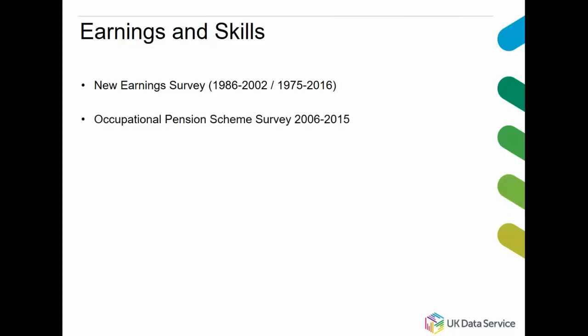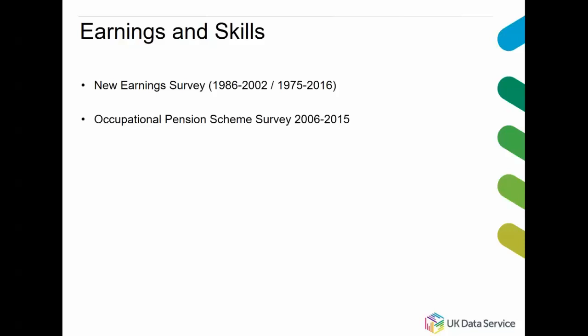Okay, so let's have a look at our next broad area, earnings and skills. So in this we have the new earnings survey. And there are various years available actually. They're not all secure data sets. Their panel data sets are available via secure access. So yeah, we've got that to start with.